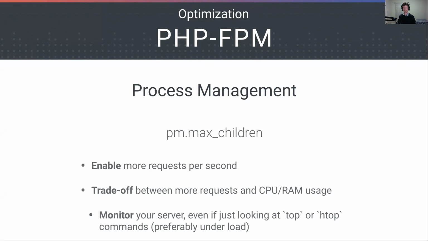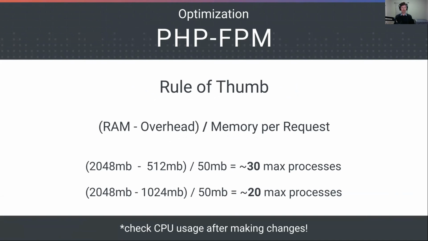But of course, if you have more PHP requests coming in at the same time, then you have more CPU and RAM usage. So you also have to watch out for how many resources your PHP requests are using. So you should also monitor your server, even if you're just using the built-in top command or installing htop to see how much RAM and CPU is getting used, preferably under real traffic, when there's real traffic on your site. And I'll show you a screenshot of htop in a little bit.